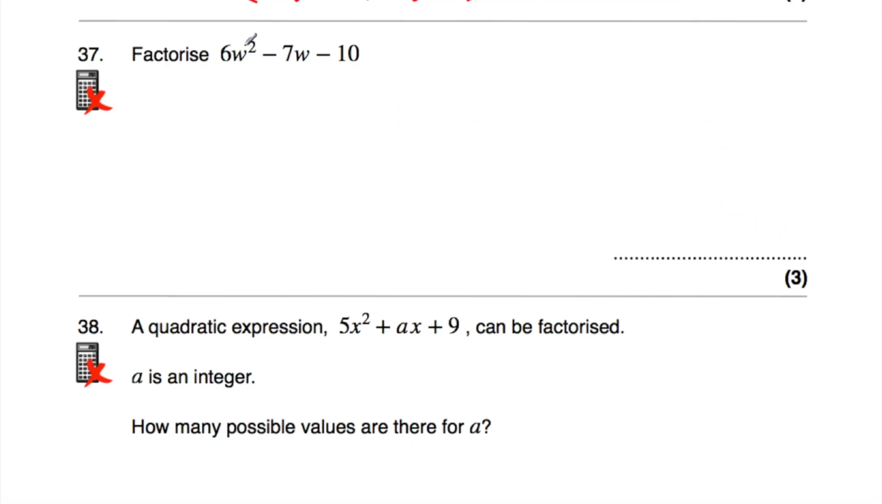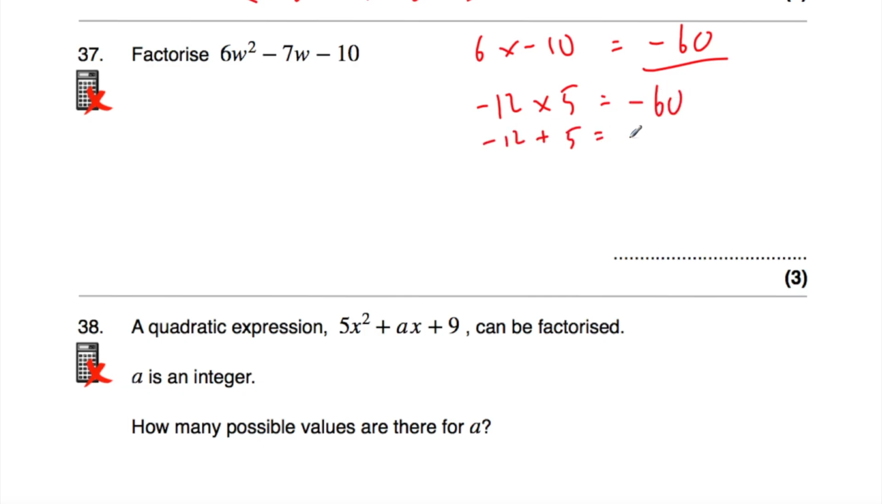Okay, so if we're using the split in the middle technique, we're going to take our a and our c and times them together. So 6 times minus 10 is minus 60. So we want to find two numbers that times together to be minus 60 and add together to be minus 7. So I'm thinking that's going to be minus 12 and 5, because minus 12 times 5 would be equal to minus 60, and minus 12 plus 5 would be equal to minus 7.